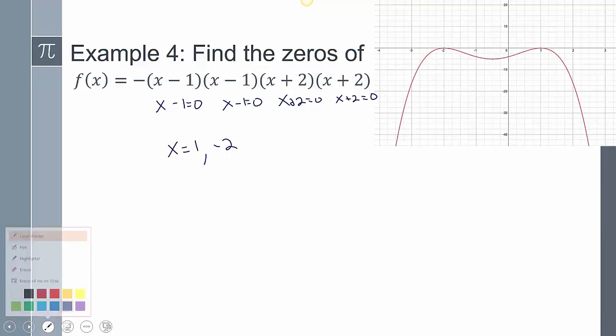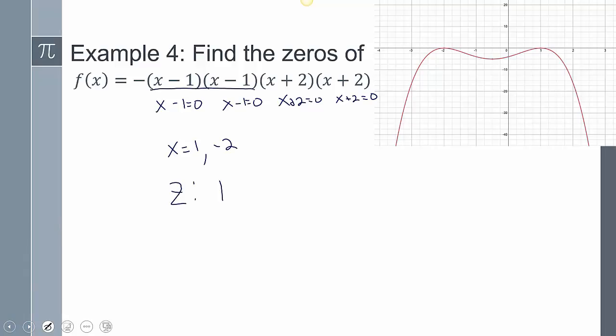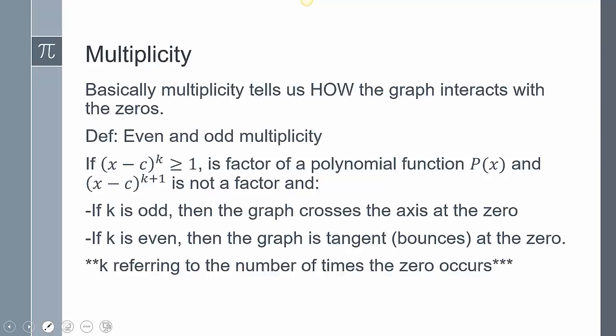On the next problem, we said that my zeros were +1, and I have 2 of them, so I'm going to say multiplicity 2. My other one's -2, and I also had 2 of those zeros, so I'm going to say it's multiplicity 2. Looking at both -2 and +1, if you look at the graph, it bounces there. It does not cross through, and that's what our multiplicity definition said: if it was even, it's only going to bounce at that 0.